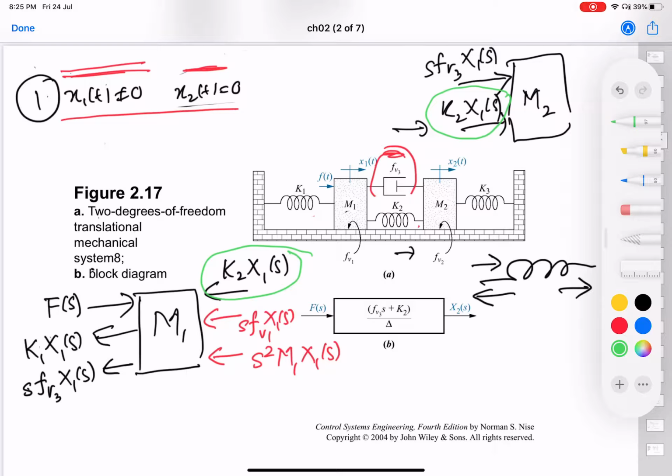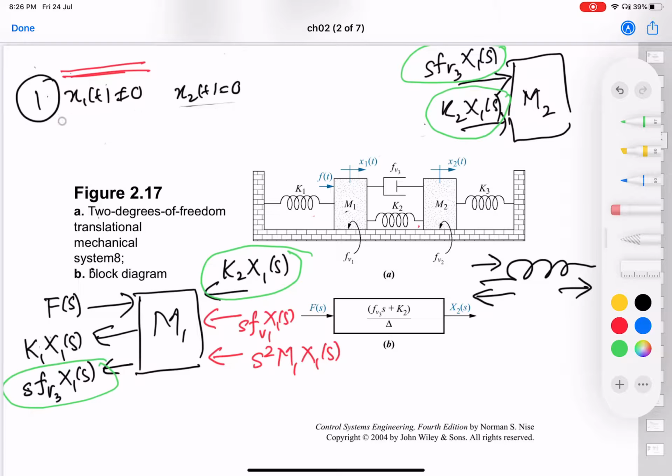And the same force s f_v3 x1(s) here as s f_v3 x1(s) here, but the directions are different, because these forces would actually try to push the M2 mass towards the right. But because the mass does not have a displacement, we have already assumed that x2(t) is equal to 0, which is your case.